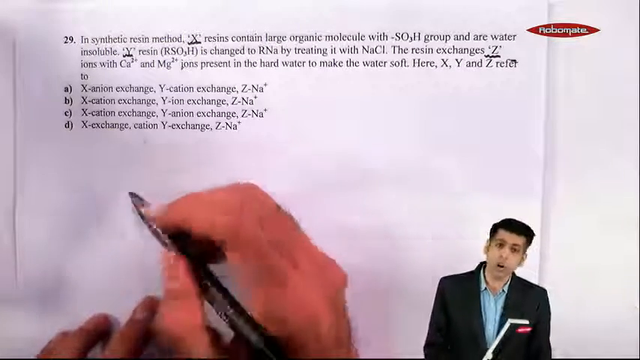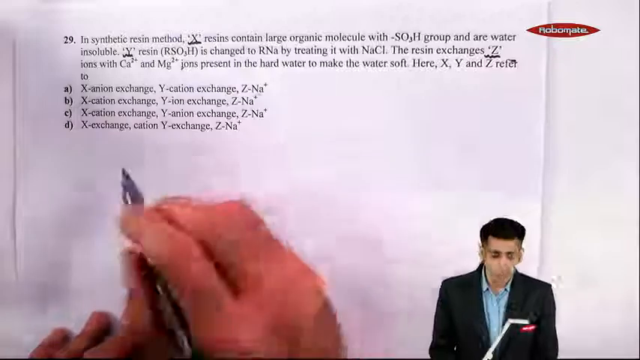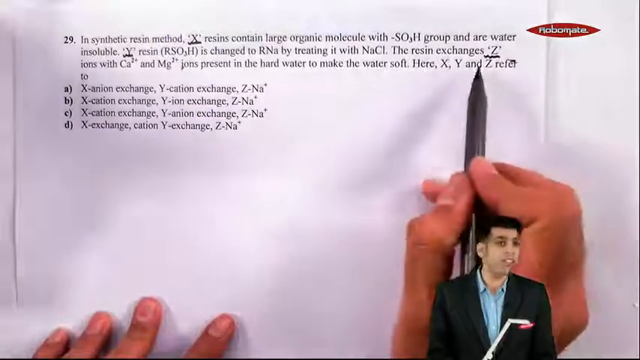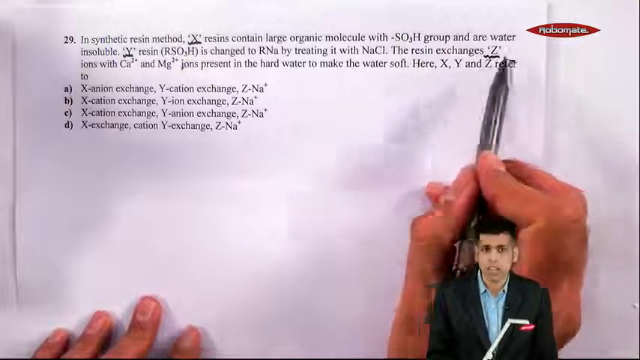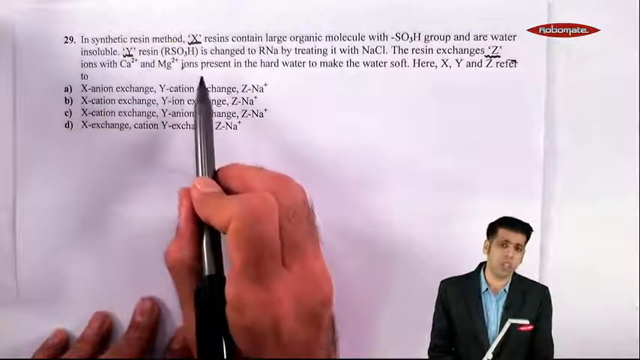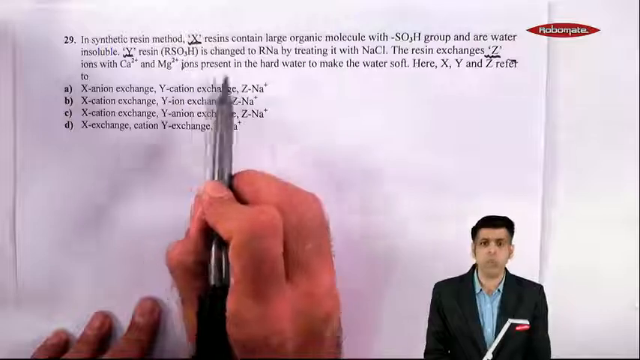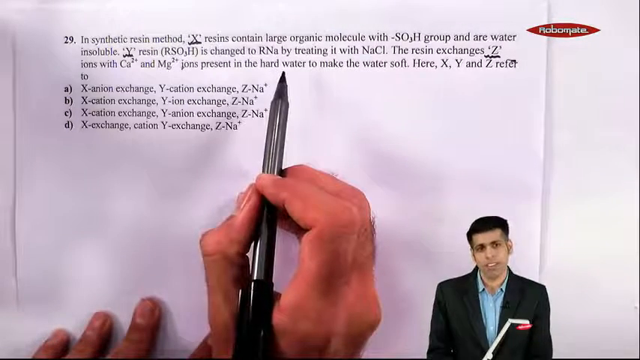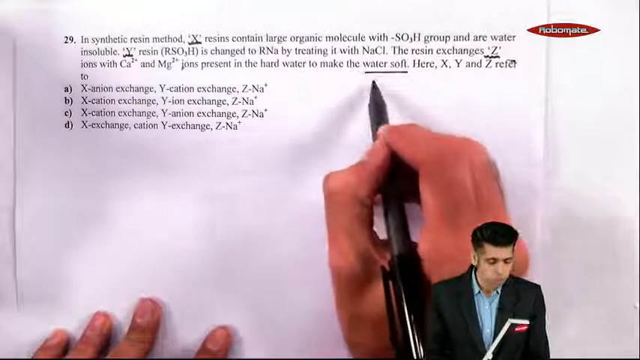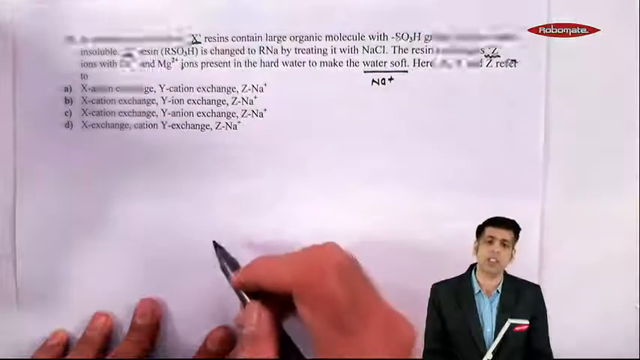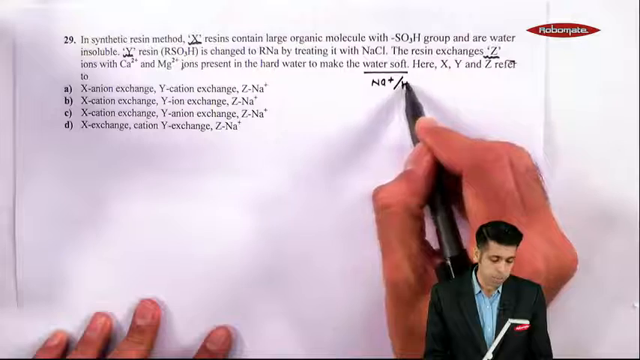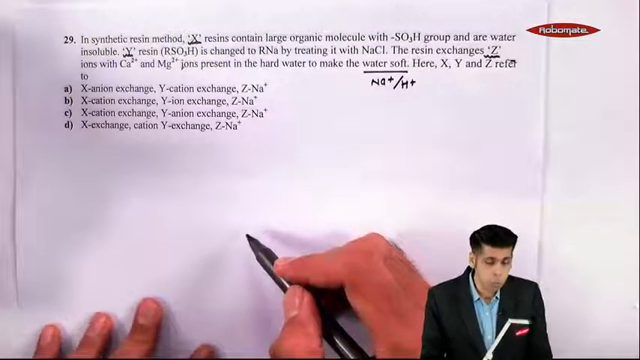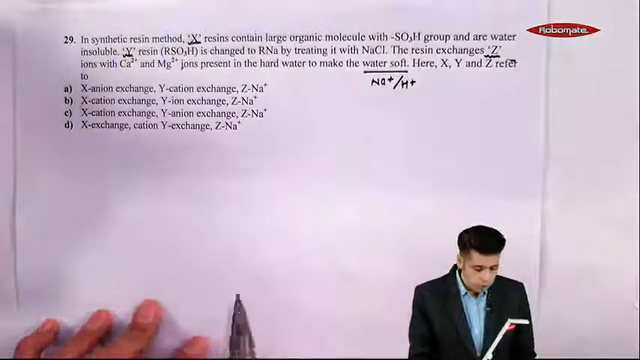Well students, let's go reverse. One thing is very clear. We are talking about a resin which is exchanging some ion with calcium ions and magnesium ions, resulting into water being converted to soft water from hard water. I'm sure everybody knows soft water is due to presence of Na+ ions or H+ ions or K+ ions, right students? So there could be a possibility where you have a resin.